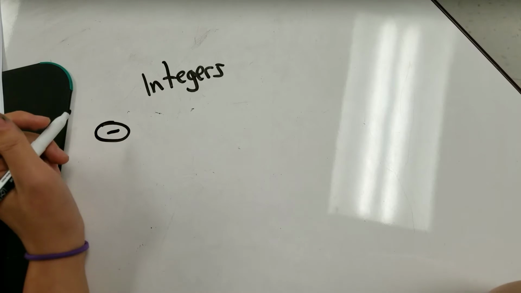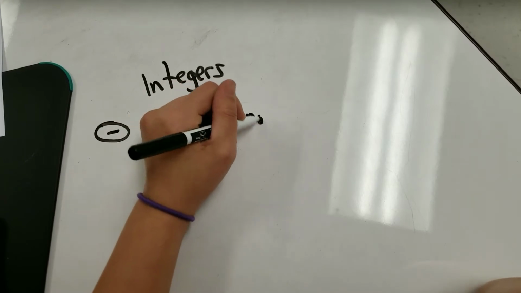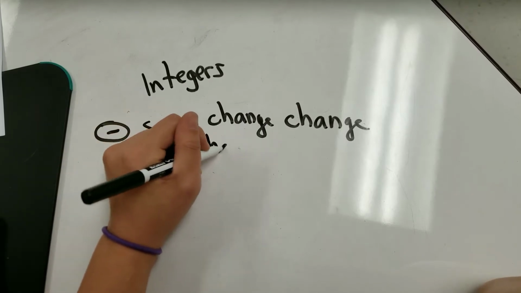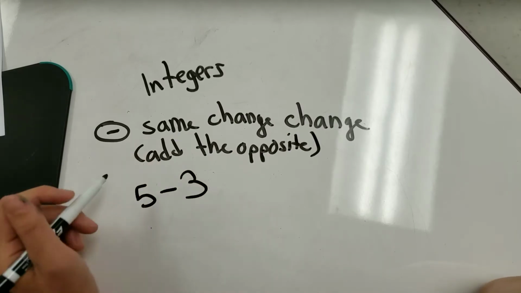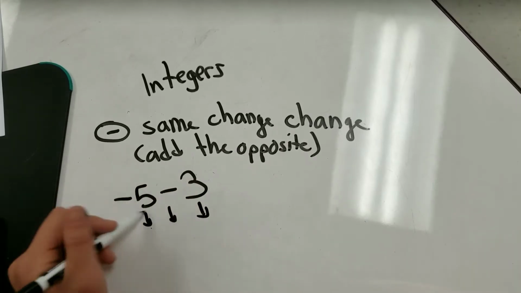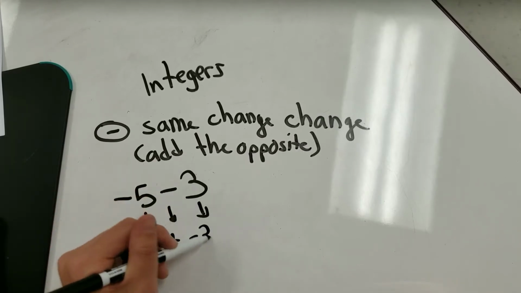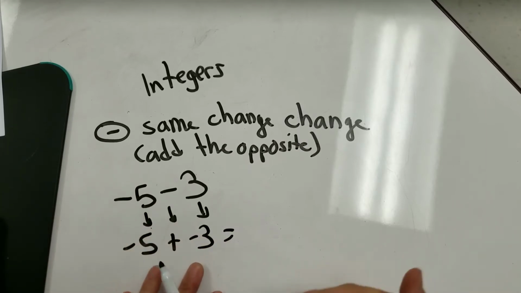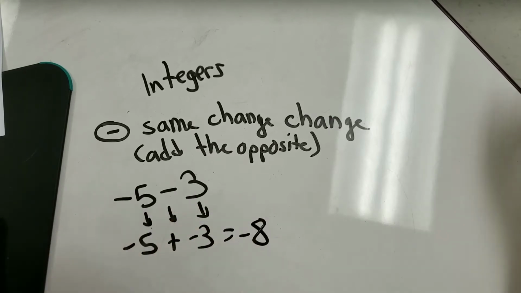Subtracting is honestly the same thing as addition. We just like to do either same, change, also known as add the opposite. So say we have something like negative 5 minus 3. We need to do same, change. So if we leave this the same, we would change the minus to a plus, and then 3 would change to a negative 3. And then we just add like we would. These are the same signs, so we'd add and keep the sign. So 5 plus 3 is 8. Keep the sign, negative.